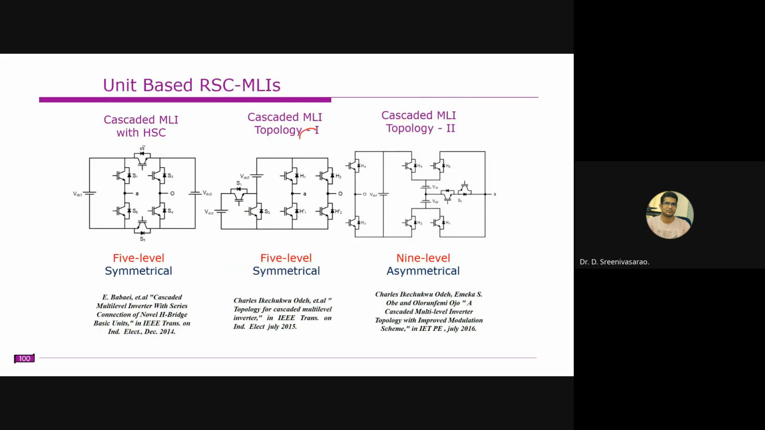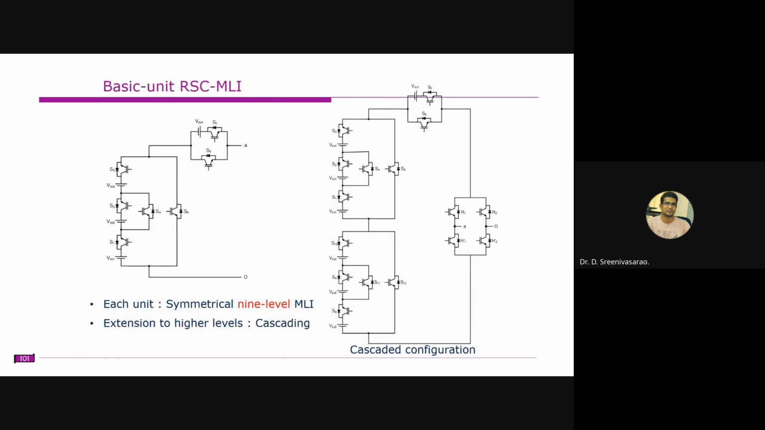So a lot of topologies are there, right? If you understand one or two topologies, the rest of the topologies we can easily understand, right?